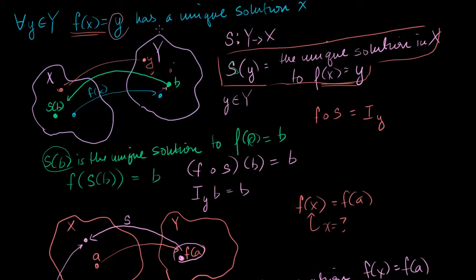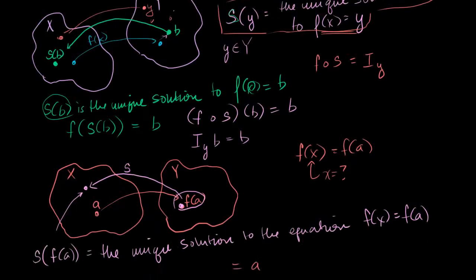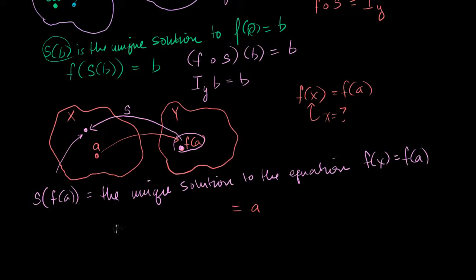We know that there's only one solution to that because that was one of our starting assumptions. So this thing is equal to a, or we could write s of f of a is equal to a, or that the composition of s with f, applied to a, is equal to a, or that the composition of s with f is just the identity function on the set x. This is a mapping from x to x, so we could write that the composition of s with f is the identity on x.